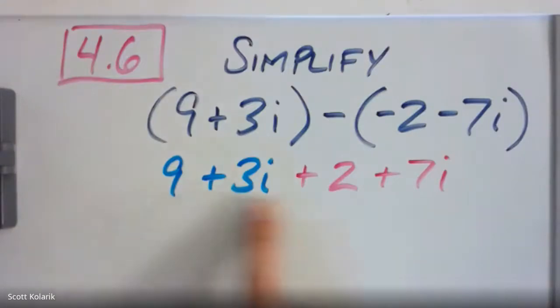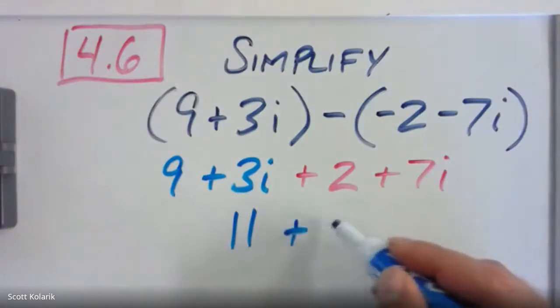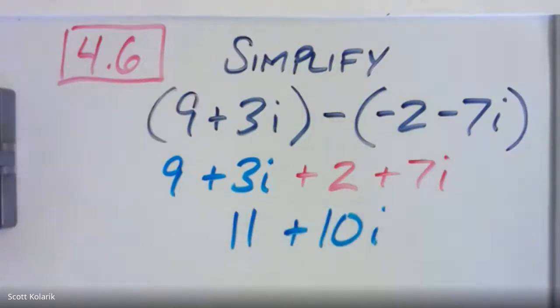The positive 9 will combine with the positive 2. That will give me positive 11. The positive 3i will combine with the positive 7i. That will give me positive 10i. These cannot combine any further.